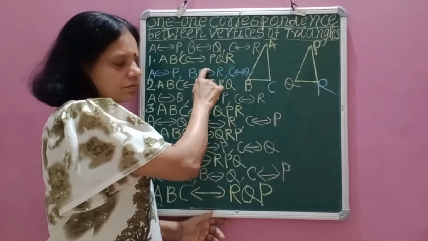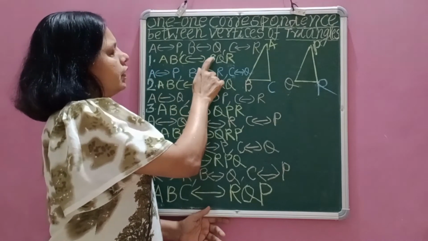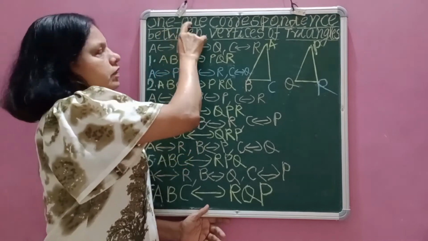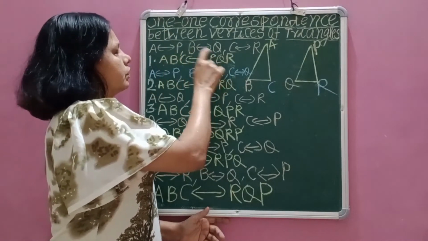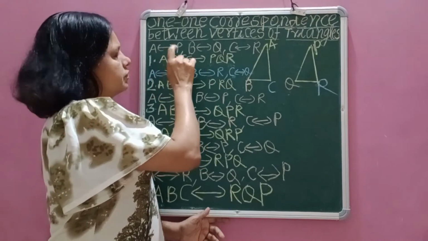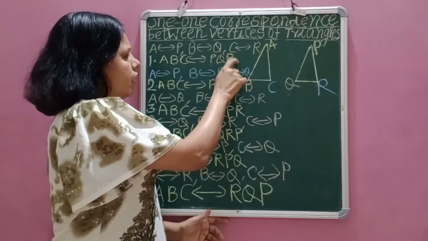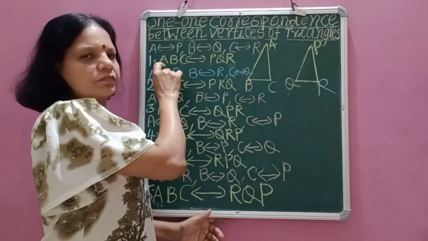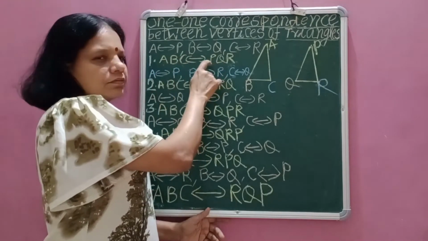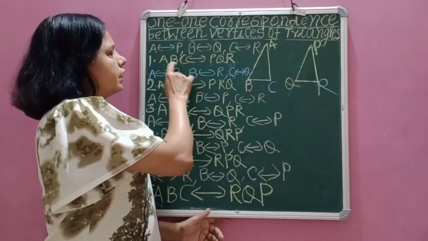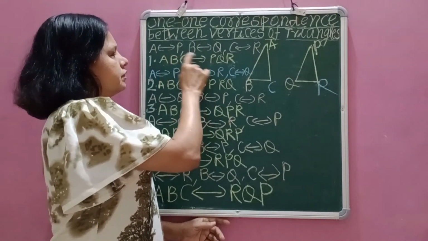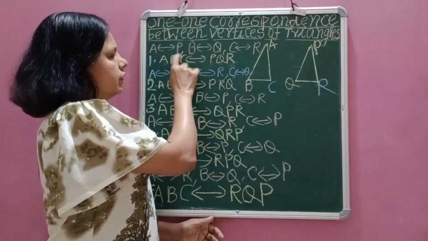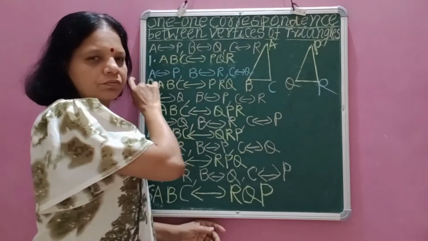It means A corresponds to P and P corresponds to A. That is one-one. B corresponds to Q and Q corresponds to B. C corresponds to R and R corresponds to C. When you write like this, you have to write A, B, C, then P, Q, R: the first letter, second letter, third letter. That is one way of possibility.